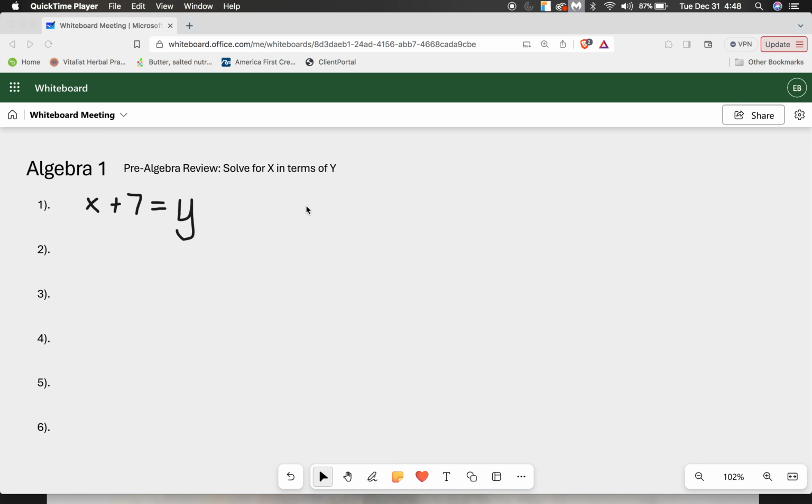The next thing on your pre-algebra review test was to solve for x in terms of y. And solving for x in terms of y is a lot like just solving for x. We need to get x all by itself on one side of the equal sign and then everything else on the other side of the equal sign.